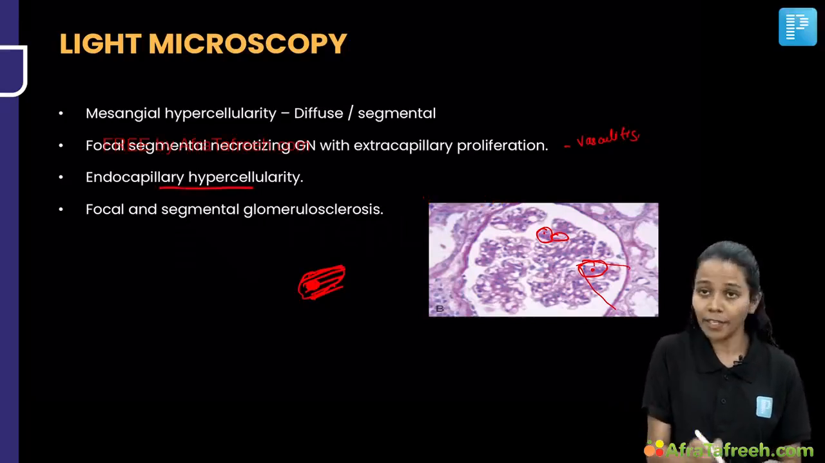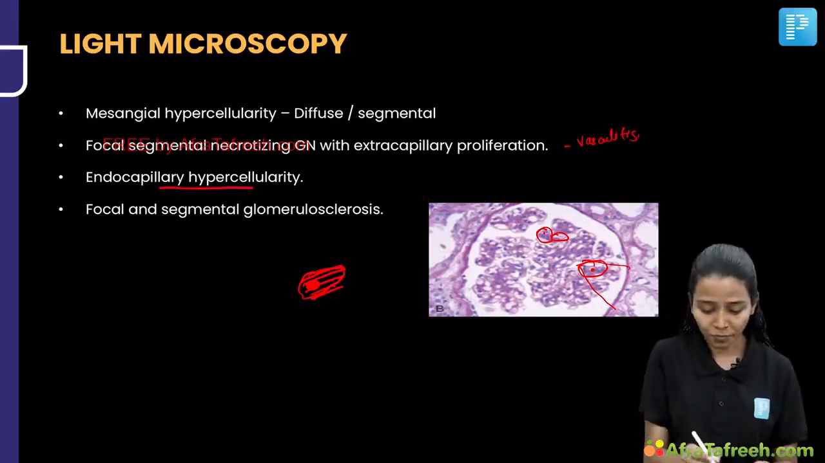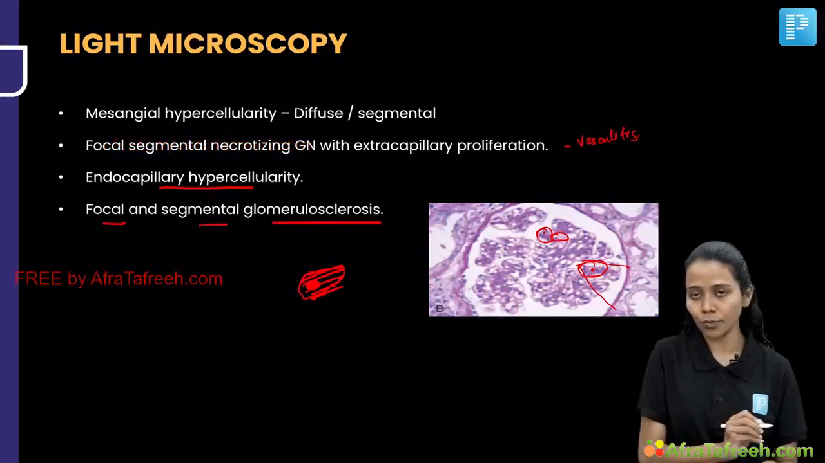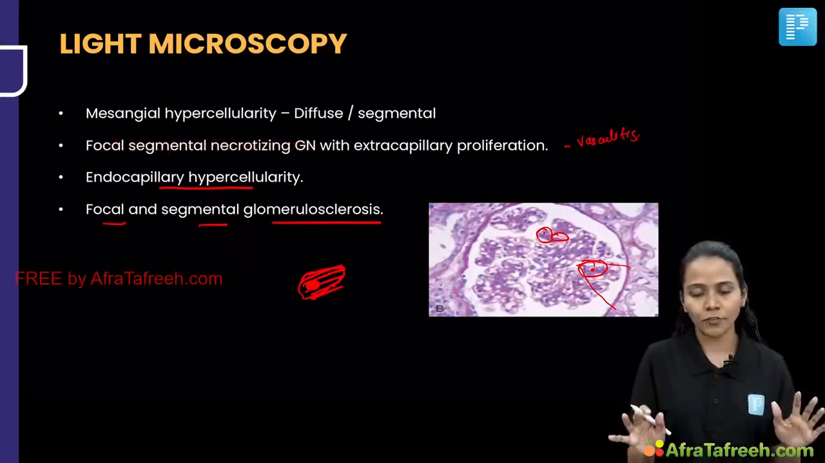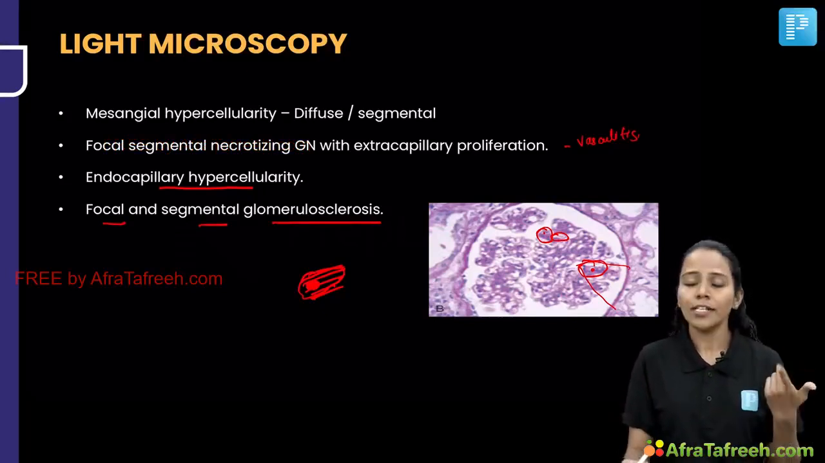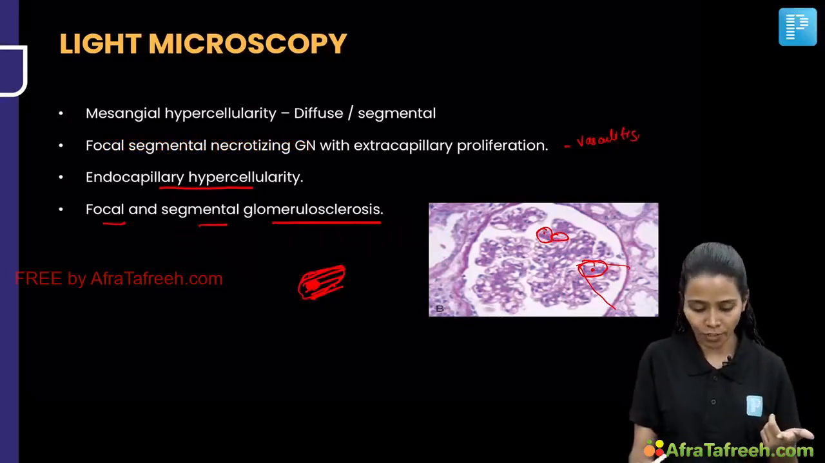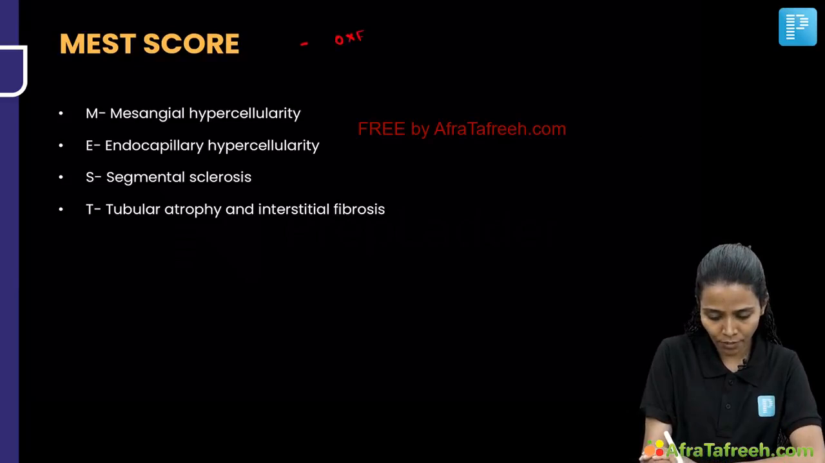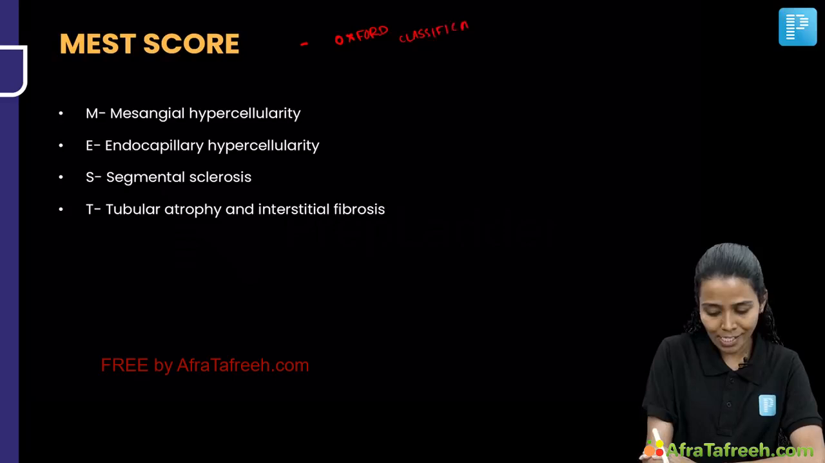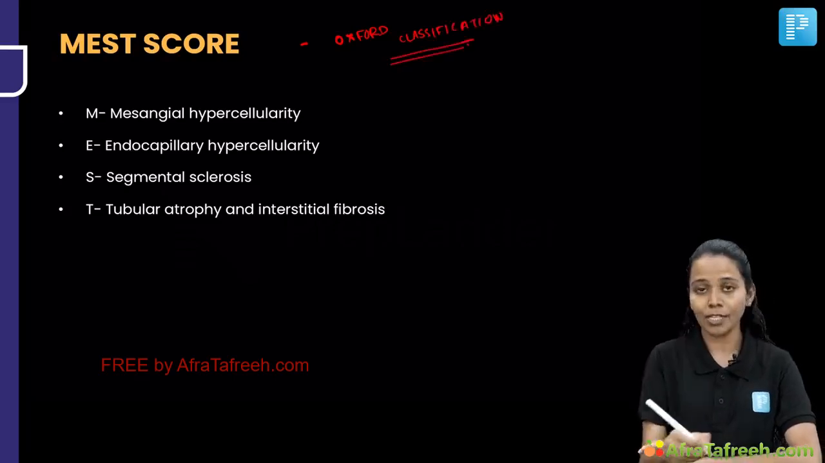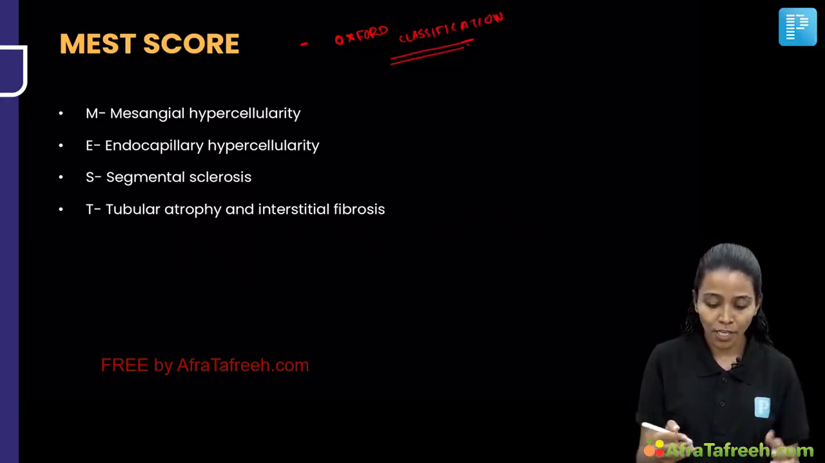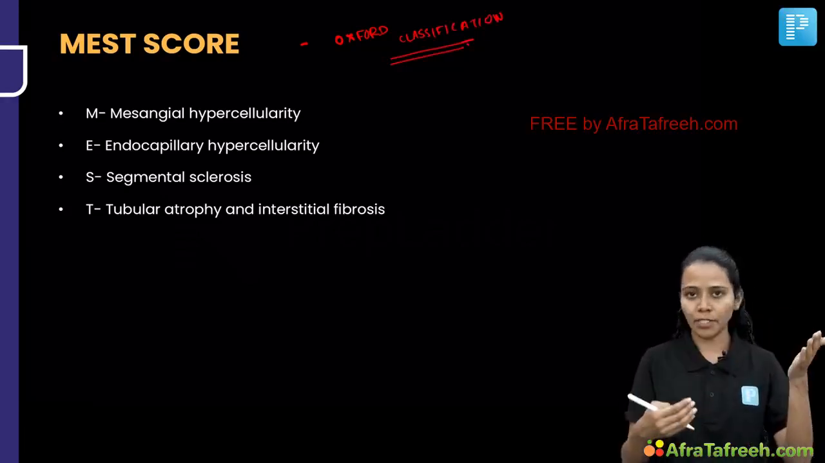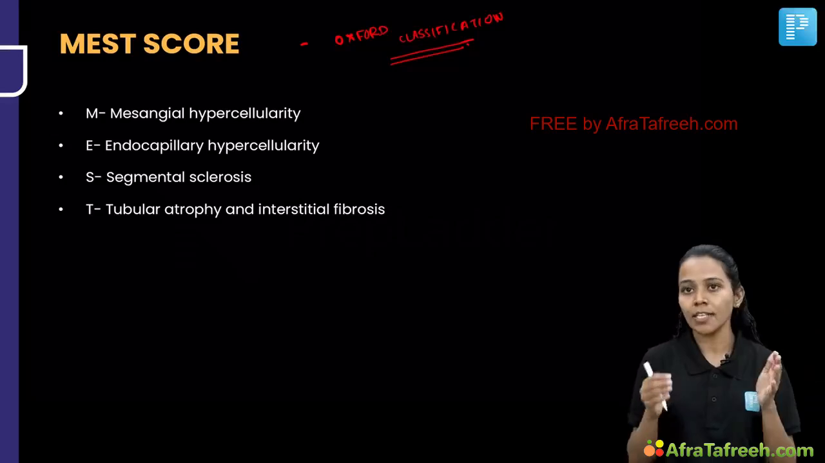Sometimes there can be endocapillary hypercellularity also. And in advanced cases, focal and segmental glomerulosclerosis. Okay. So in a plain IgA nephropathy, you can find mesangial proliferation. Sometimes you can find endocapillary proliferation. Now, this scoring is also called the Oxford classification. Okay, so this is a pathological system which helps in telling the prognosis of the patient. Okay, so whenever you see a biopsy report of IgA nephropathy, you will be seeing this MEST scoring.